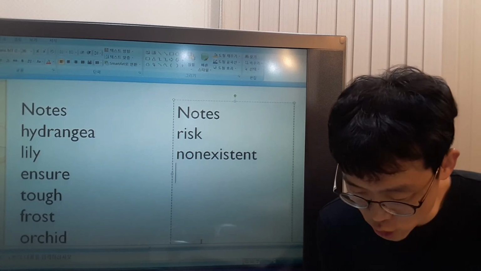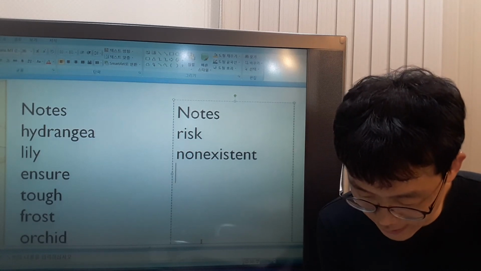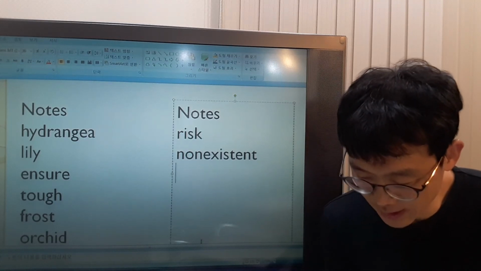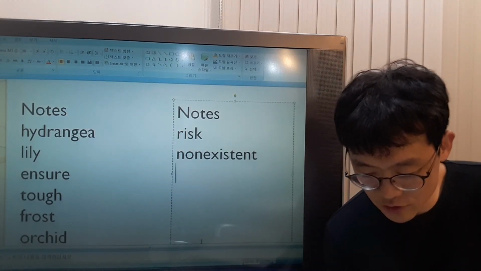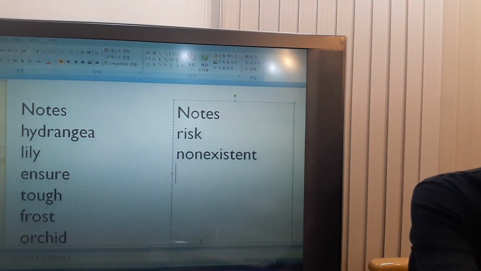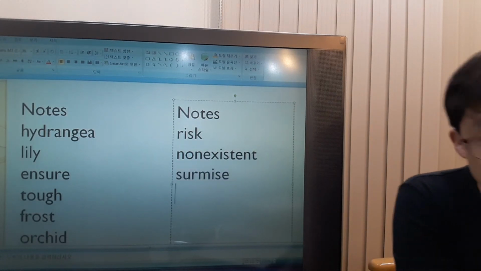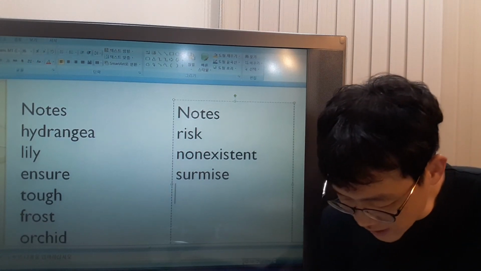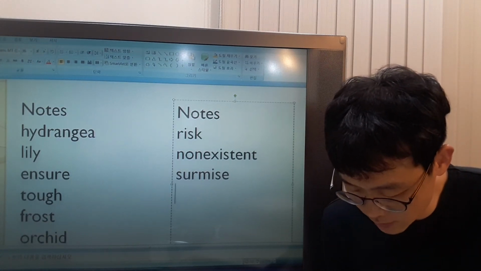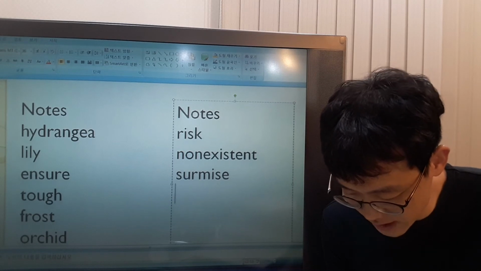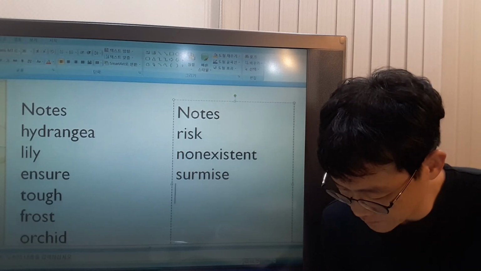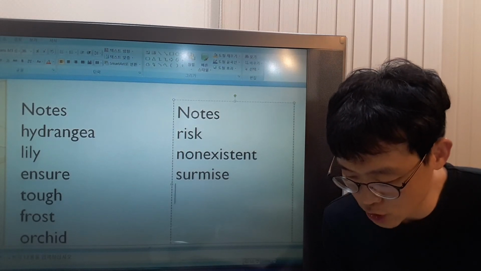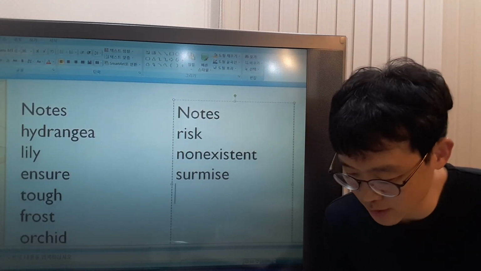Okay? As you can likely surmise from what I've just said, not all flowers bloom at the same time. As you can likely surmise from what I've just said. What does that mean, surmise? Surmise means guess from. Okay, guess. Not all flowers bloom at the same time. That means some flowers bloom at the same time, but some don't. Okay? That doesn't mean all the flowers don't bloom at the same time. It doesn't mean that. Okay?